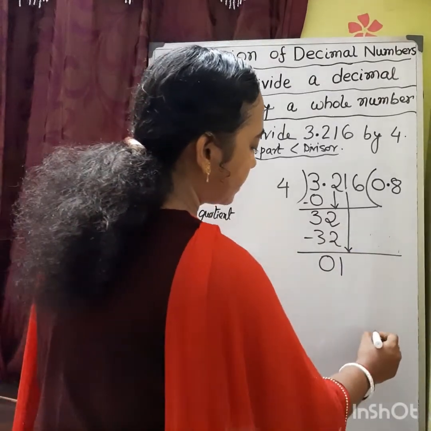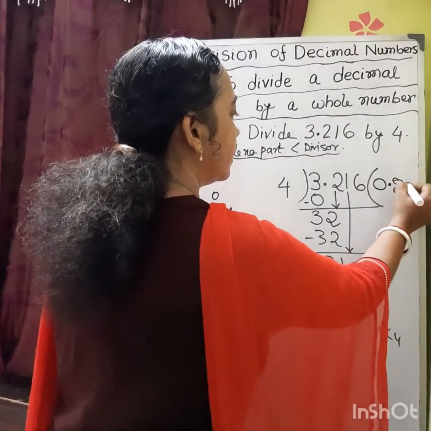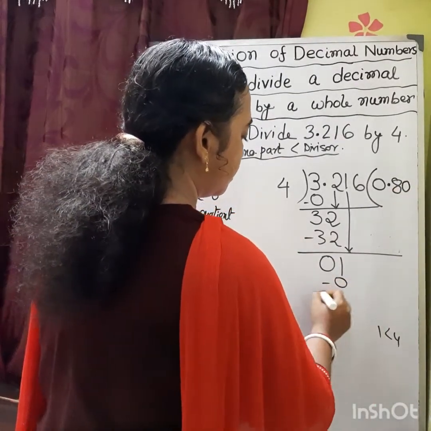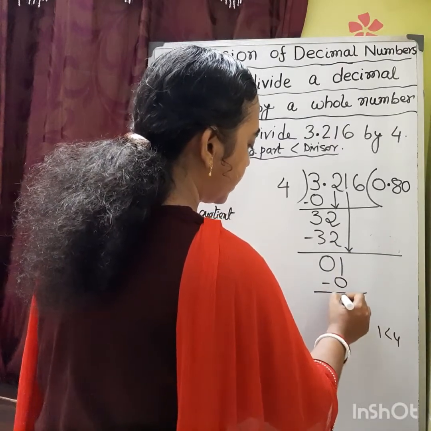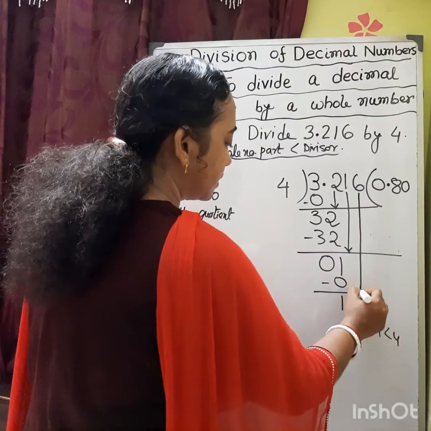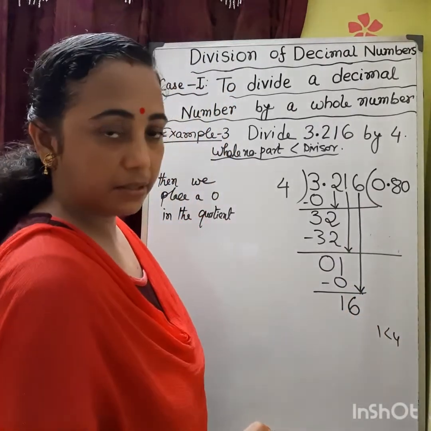But we can see that here 1 is less than 4. So we put 0 in the quotient. So for this 0, again we subtract, we get 1. Now we bring down the next digit, that is 6. So now we are getting 16.